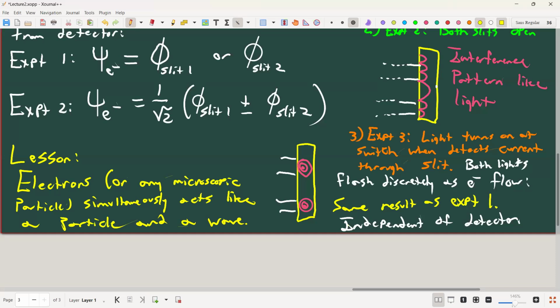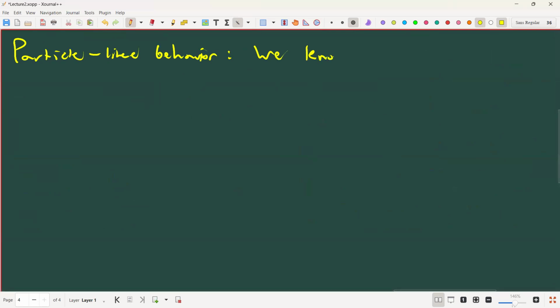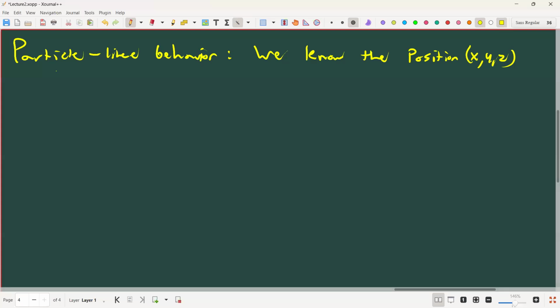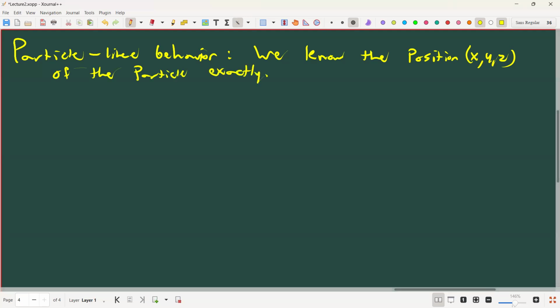So the way to think about this, and we'll come back to this next week. The idea is that particle-like behavior, what does that imply about our knowledge of the molecule or the atom? Well, this means that we know the position x, y, z of the particle exactly, right? We can track it like a particle.